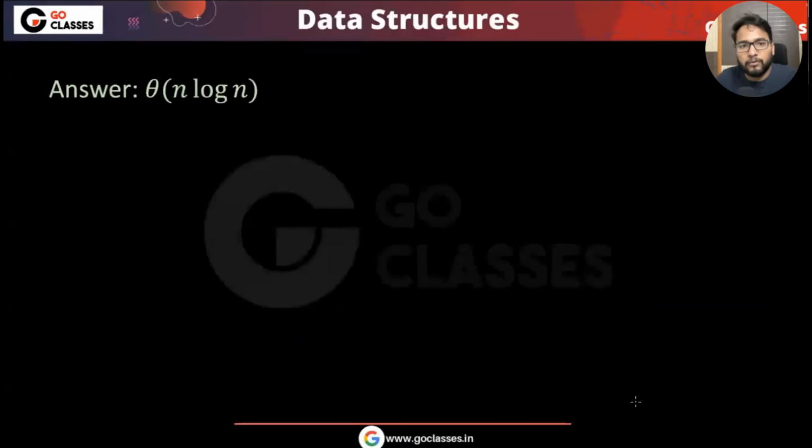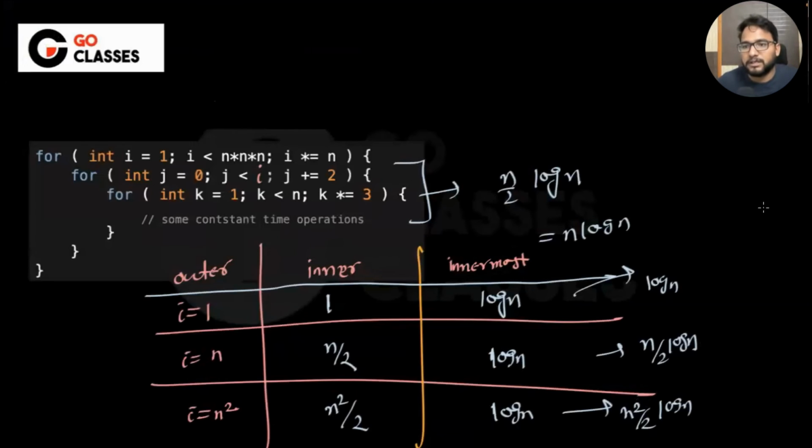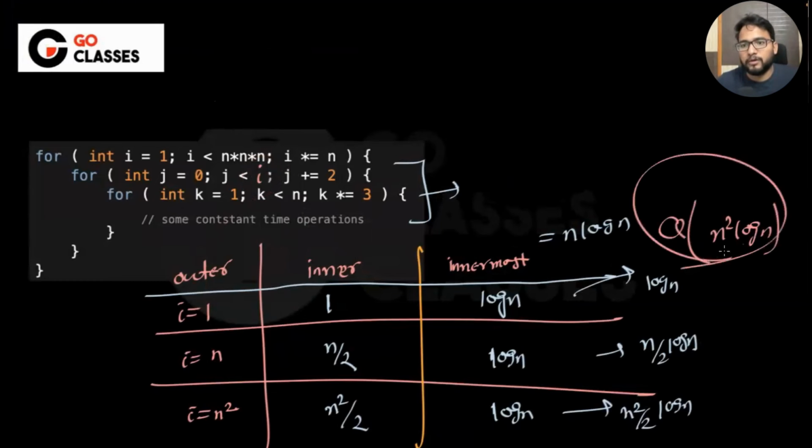Okay. Earlier, what was the answer? N log n. That's interesting. So if you do this less than I, then n square log n is the answer. Because here the I value is actually going till n square. Earlier, it is fixed to be n, but now you are making it higher, right? So n square log n is the answer here. This could be a good question.